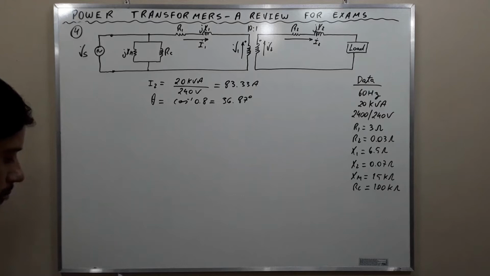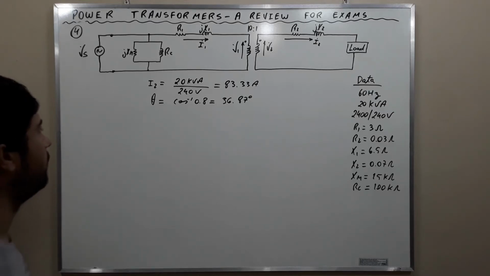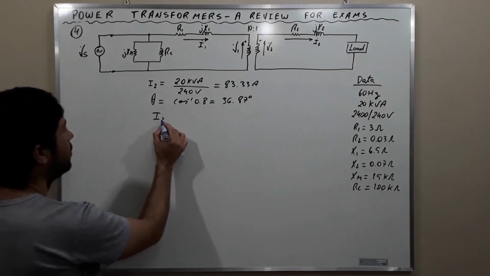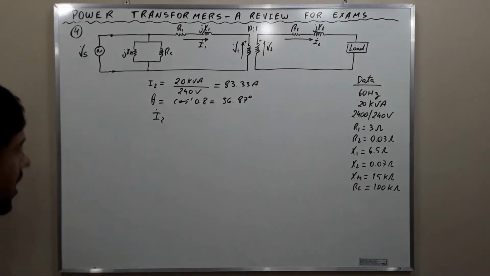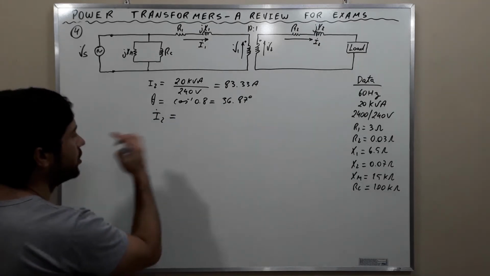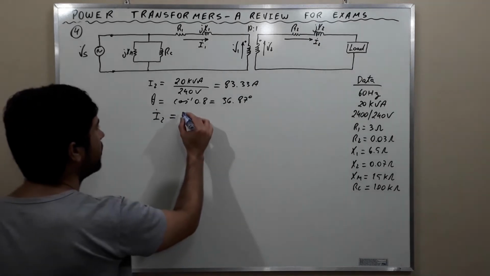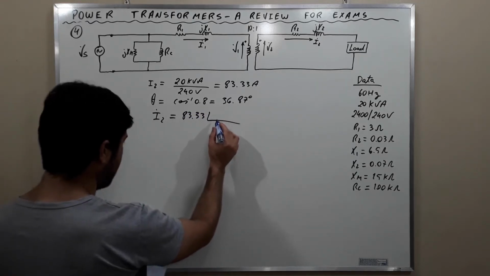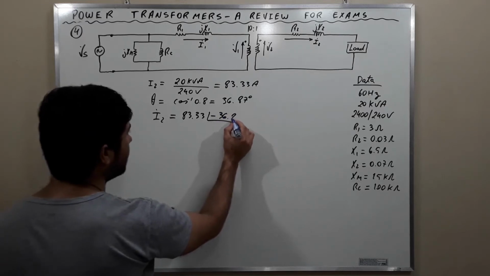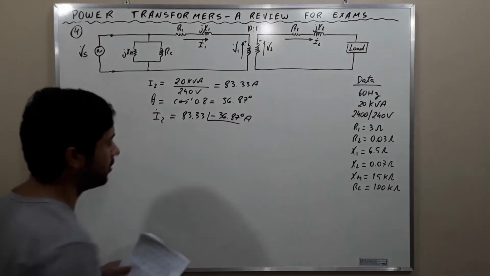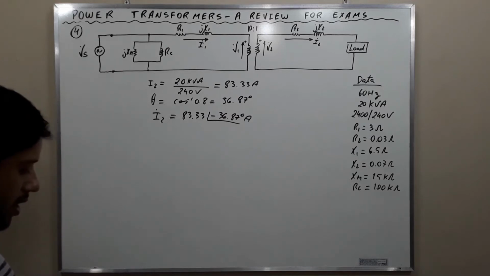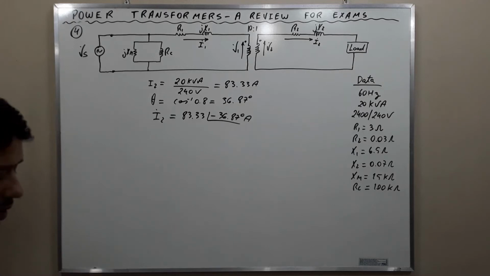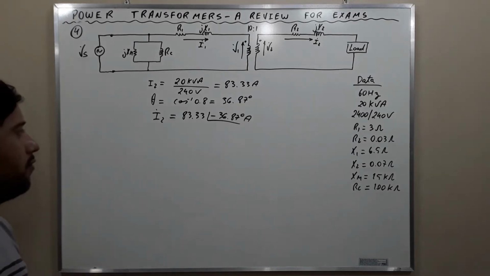In this way, the load current phasor, with a dot here meaning phasor, which is a complex number, is 83.33 phase negative 36.87 degrees amperes. The angle of the current is negative because the load was stated to have a lagging power factor, okay?